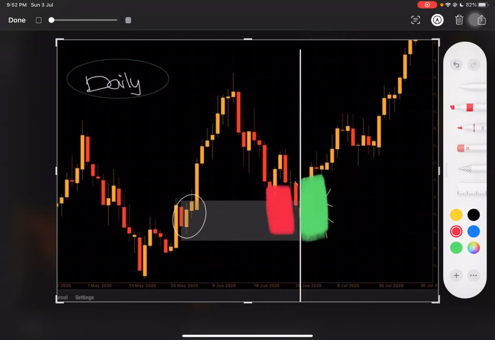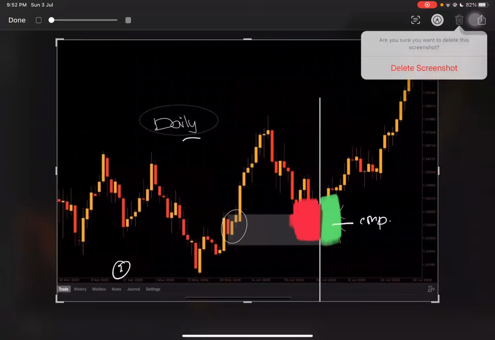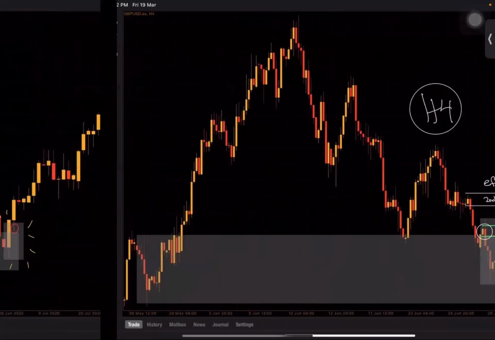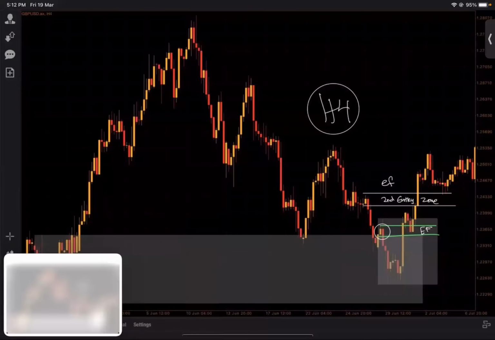I don't want you to focus on the red zone because our CMP is here. All right, so now we are on a daily. Go to the H4, okay, go to the H4.